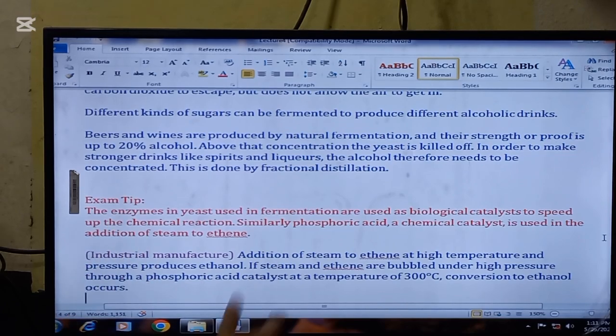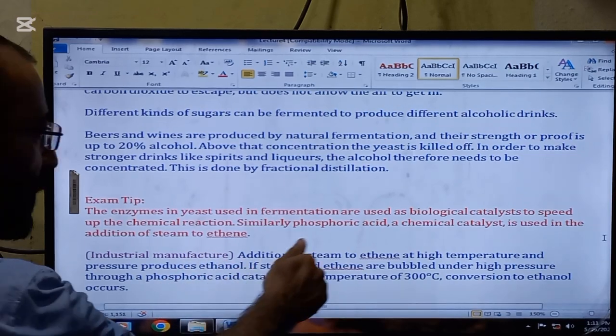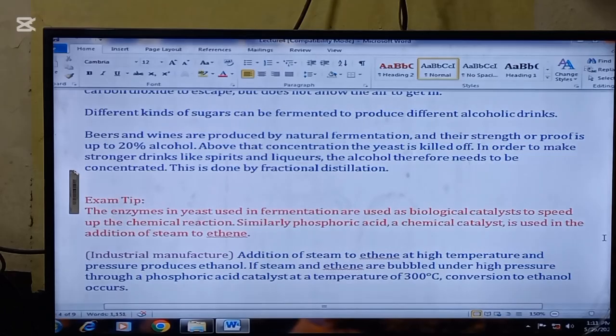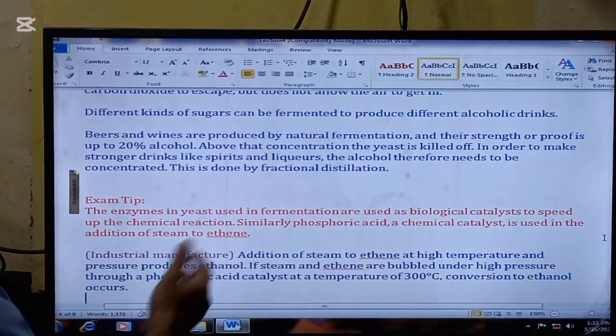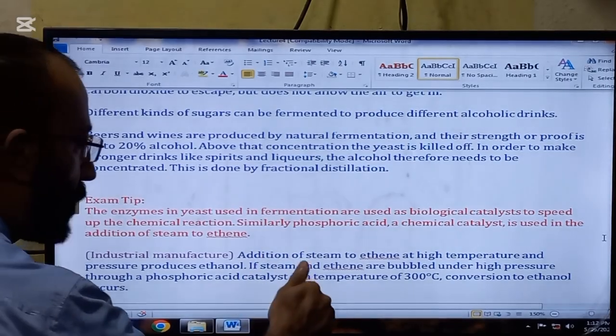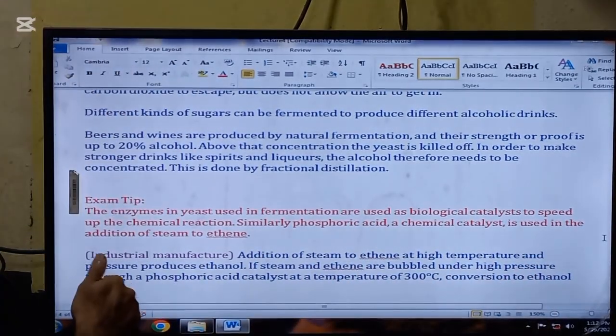An exam tip for you students: the enzymes in the yeast used in fermentation are biological catalysts that speed up the chemical reaction. Similarly, phosphoric acid, a chemical catalyst, is used in the addition of steam to ethene.